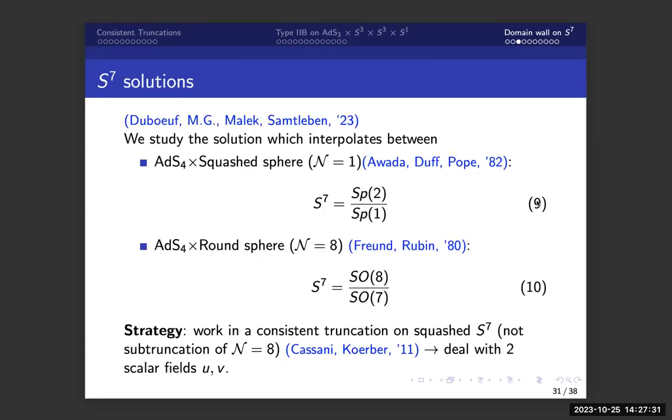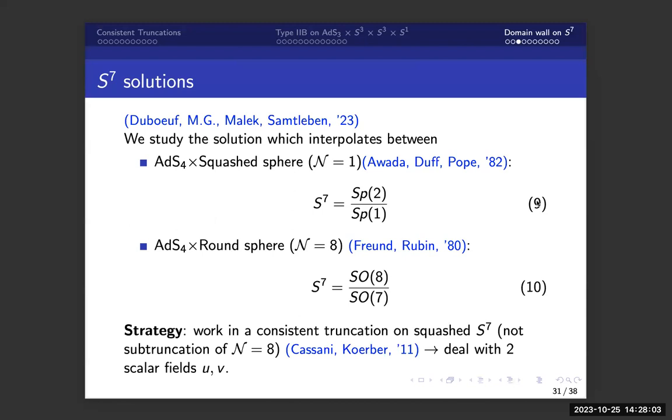So the two vacua that you interpolate between will be an AdS4 times a squashed 7-sphere, which preserves N=1 supersymmetry, and an AdS4 times a round sphere, which preserves N=8 supersymmetry. These are very old solutions. And in particular, I will work in a truncation which preserves N=1 SUSY in 4 dimensions, and it allows us to work in 4D with only 2 scalar fields.